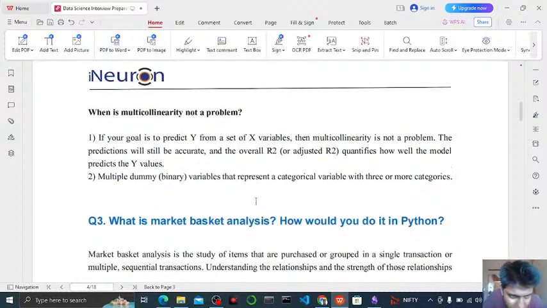Okay, so when is multicollinearity not a problem? If your goal is to predict y from the set of x variables, then multicollinearity is not a problem. The prediction will still be accurate, and the overall R2 or adjusted R2 quantifies how well the model predicts the y values. Multiple dummy variables represent a categorical variable with two or more categories.